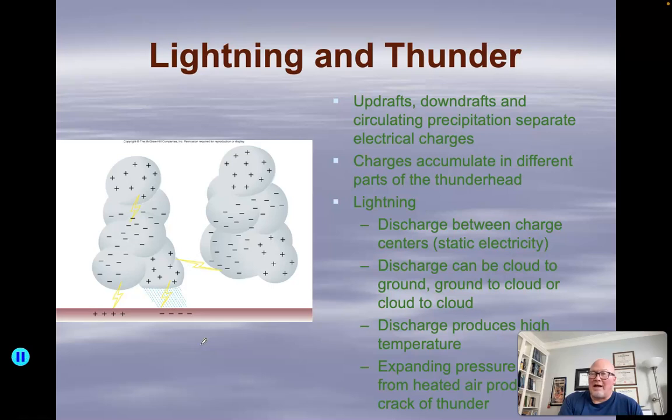Lightning can move from cloud to cloud, it can move from cloud to ground, or it can move from ground to cloud.